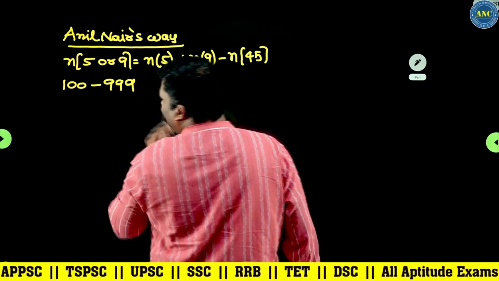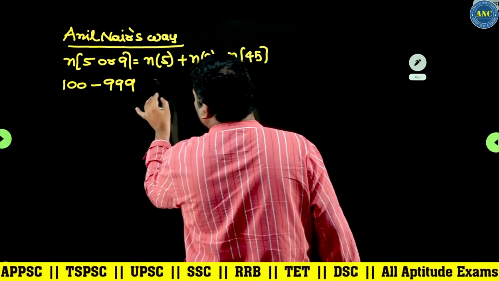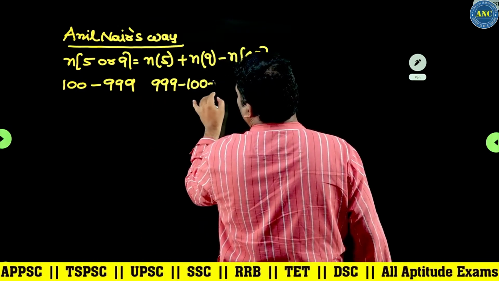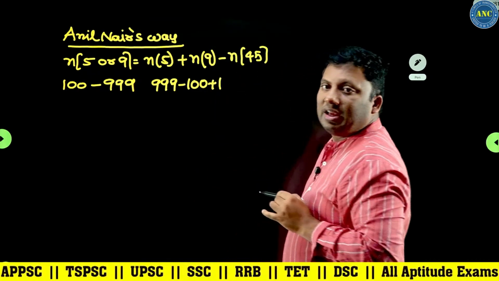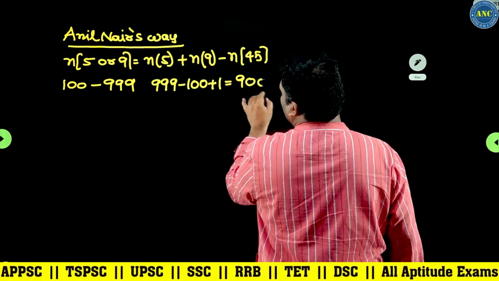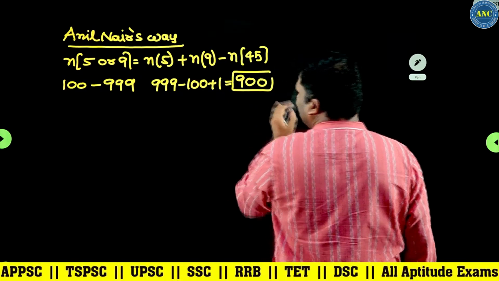Totally how many 3-digit numbers are there? Highest value minus lowest value plus 1. 999 minus 100 is 899, plus 1. It is 900.